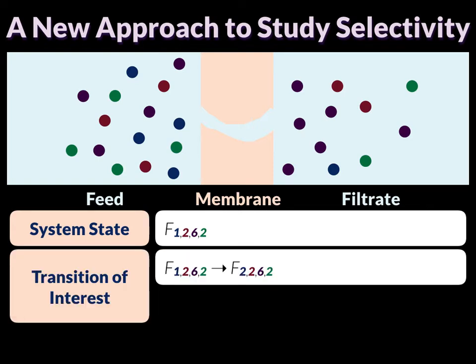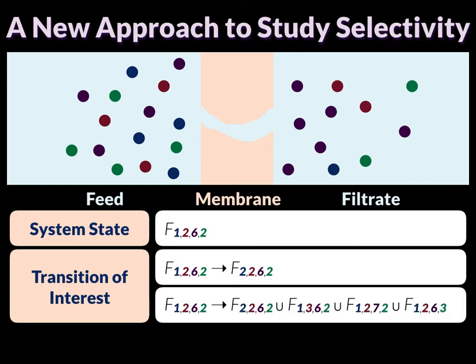So one possible transition is when the next blue molecule or ion passes the pore. So we go from F116 to F262. But we can think of other, more general transitions. So we can think of a transition in which one of the molecules on the left-hand side goes to the right-hand side, which will correspond to this particular transition, because the solute can be of either type.